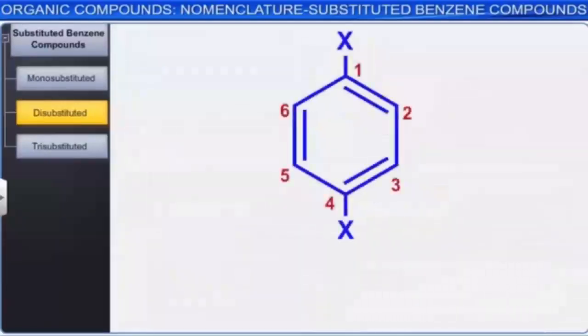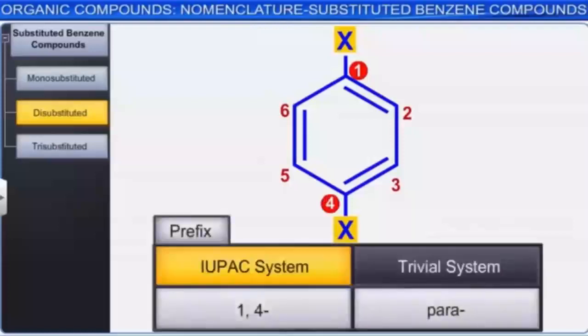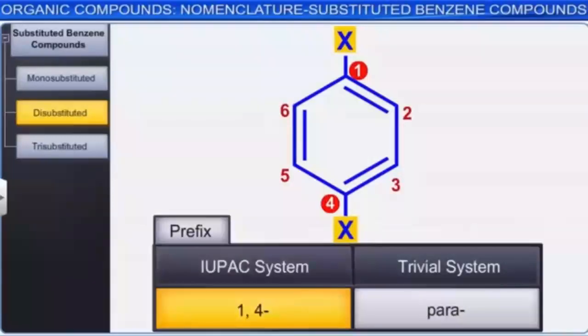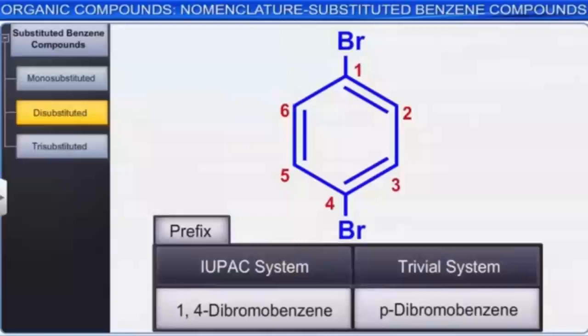When the substituents are present on diagonally opposite positions of the benzene ring, that is, at 1 and 4 positions, then, in the IUPAC system, the positions of these substituents are indicated as 1, 4, and in the trivial system, the prefix para is used as shown here. For example, in this compound, the substituent bromine is present at 1 and 4 positions. Hence, the name of the compound is 1,4-dibromobenzene or para-dibromobenzene.